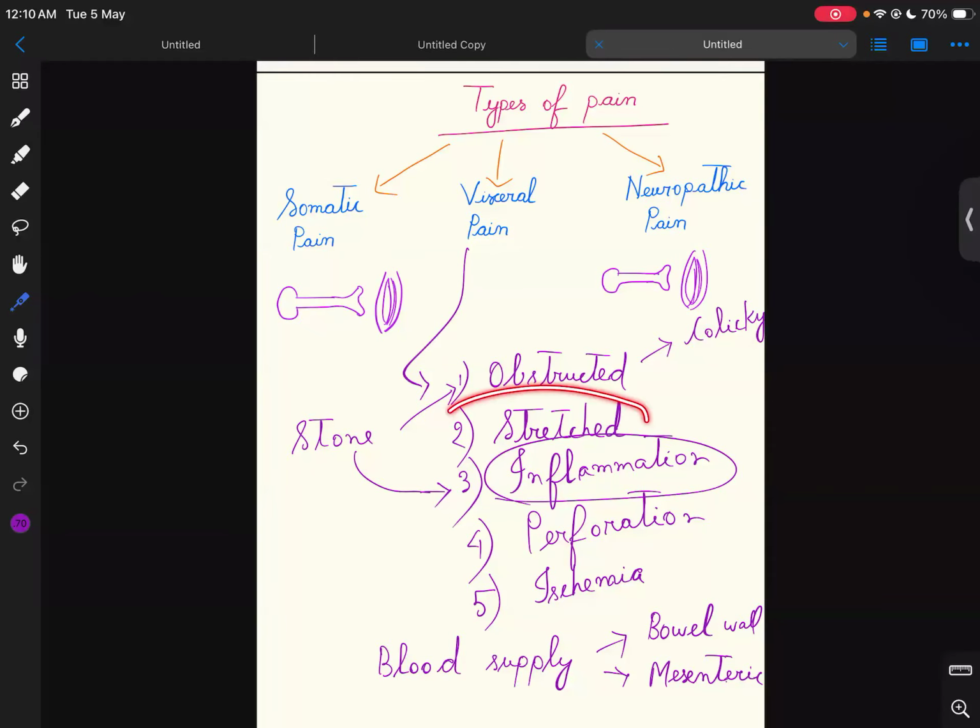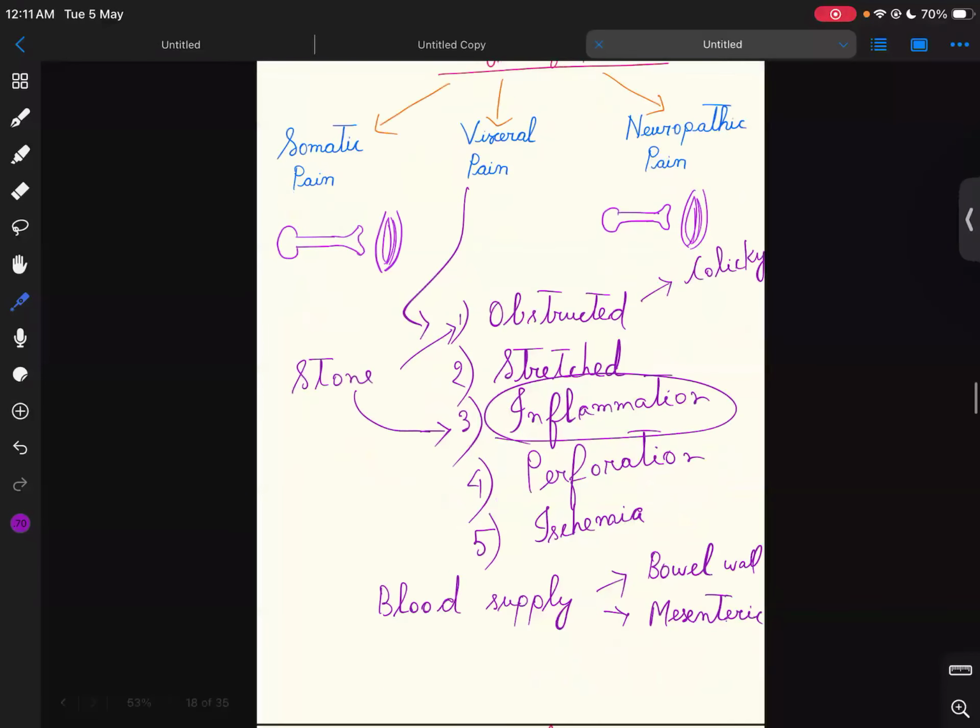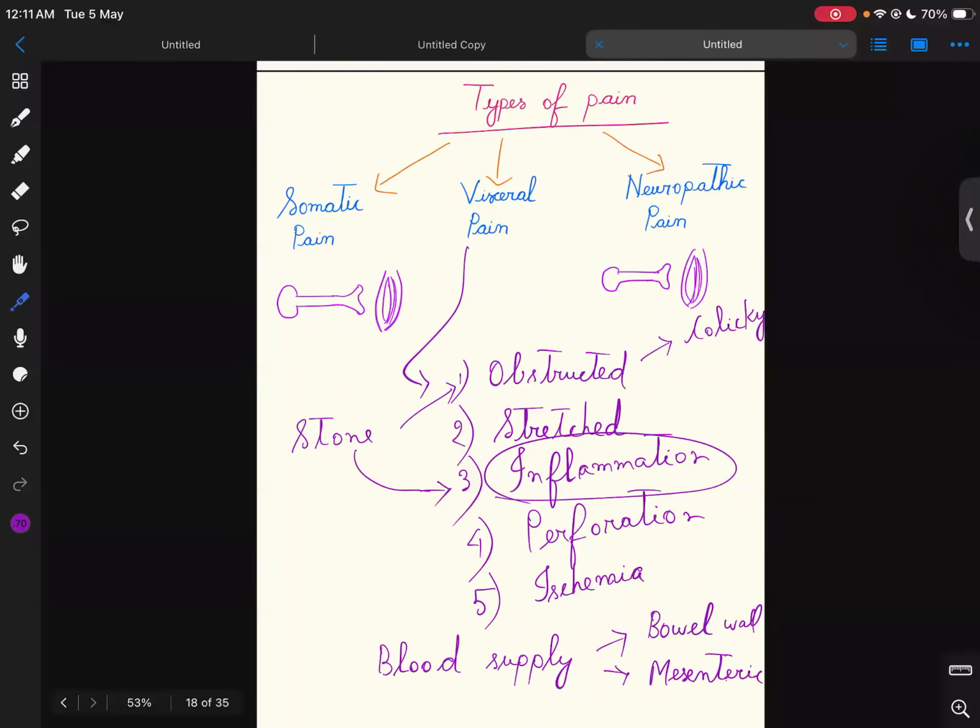Dull pain is there due to the stretching and inflammation. For perforation, it will be a diffuse pain. It will be like acute abdomen-like pain. And in case of ischemia, it will be something like periumbilical pain. So, is there any question from any of the doctors? Have you understood the pathophysiology of visceral pain? Right after that, I will jump directly into the differential diagnosis, or how to narrow down the diagnosis of abdominal pain.